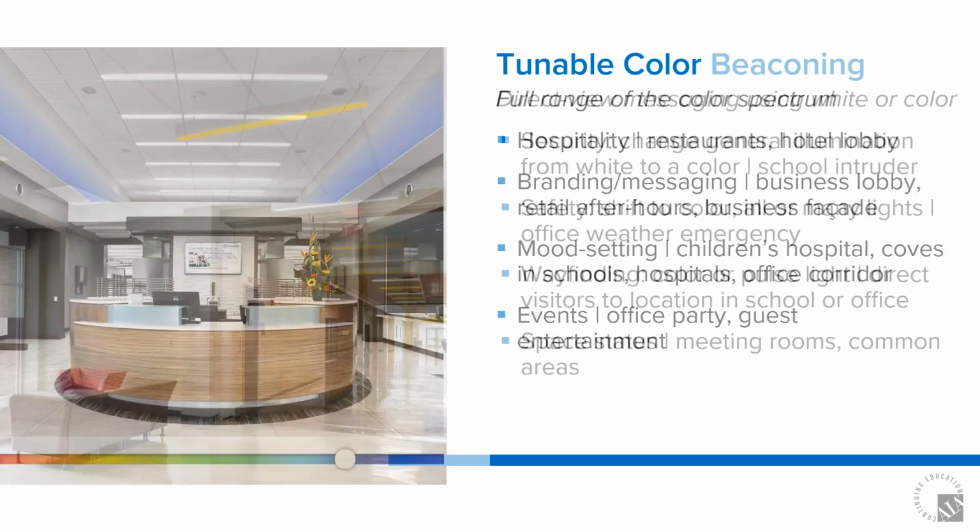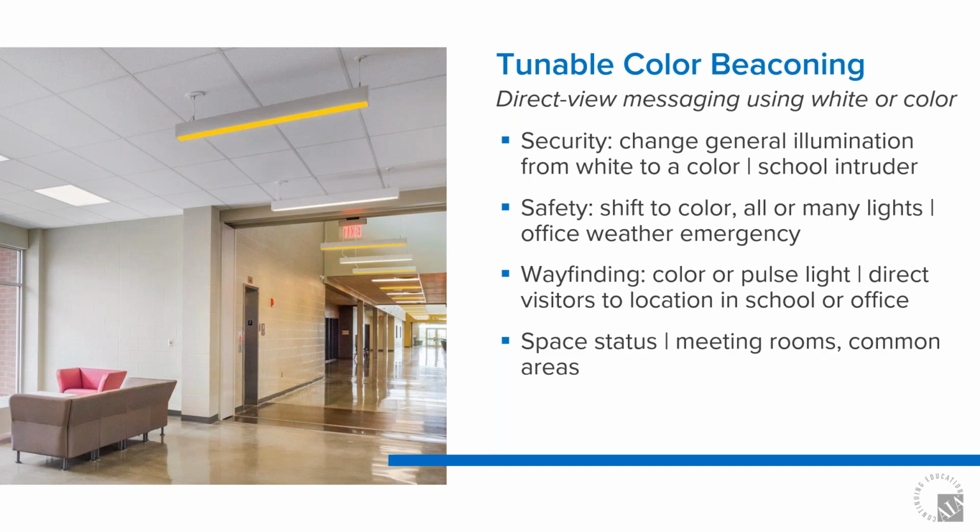a lighting design. And then tunable color can actually be used for beaconing, where you have direct view messaging using white or color. Types of examples of beaconing use would be security, where you change general illumination from white to a color. An example would be a school intruder. Safety, shift to color, where all or many of the lights, if you have a weather emergency, they may turn to an orange color or a different color to notify that something is going on. Wayfinding, color or pulse white light can direct visitors to a location in a school or an office. You could even use it in a hospital type setting where you walk in and the lights direct you to where you're wanting to go.